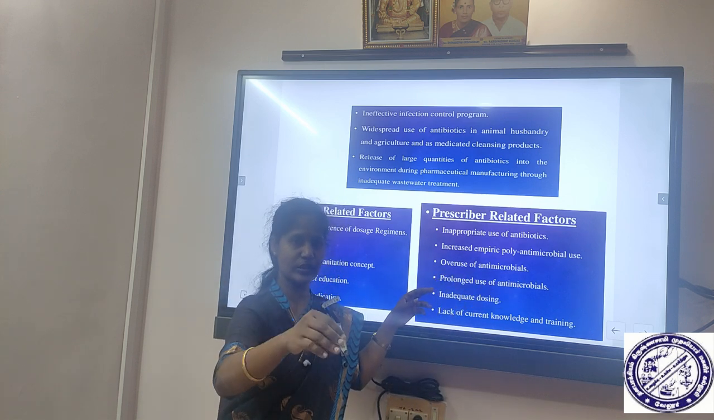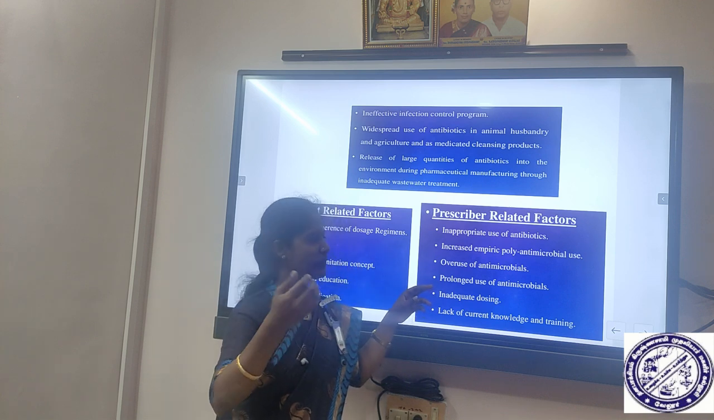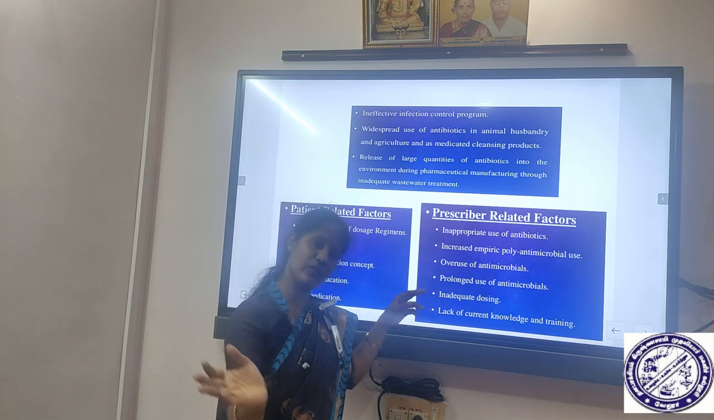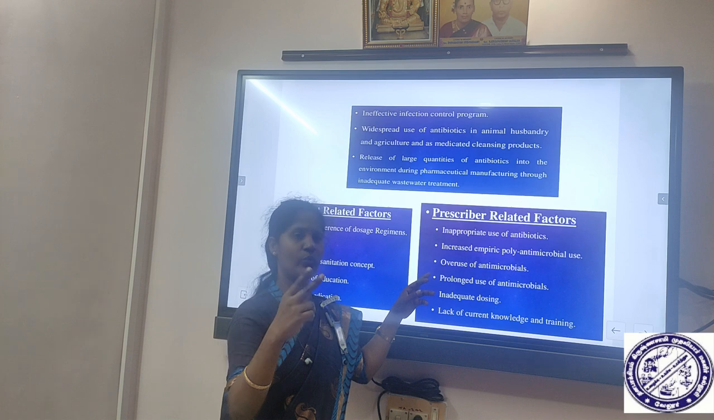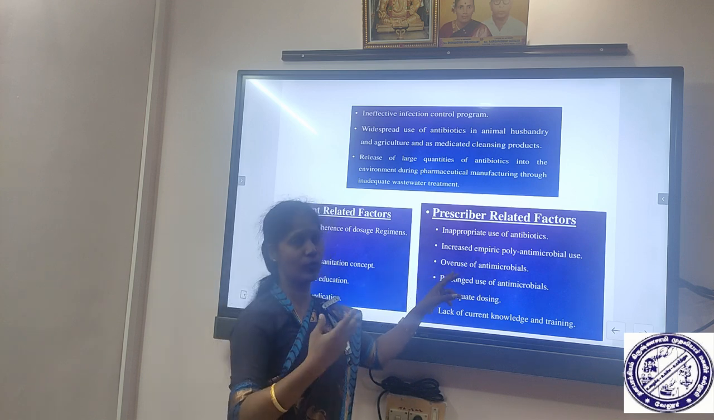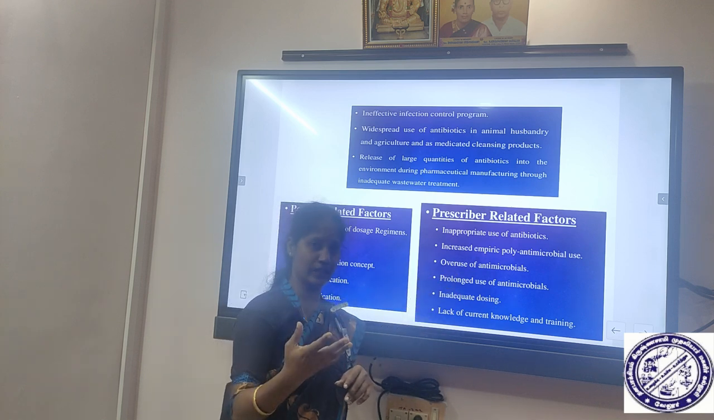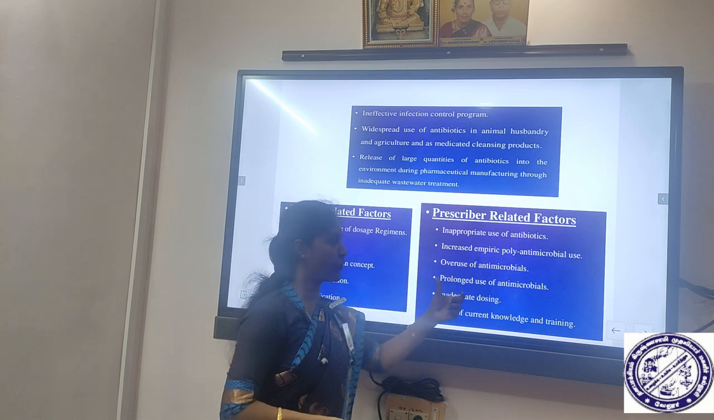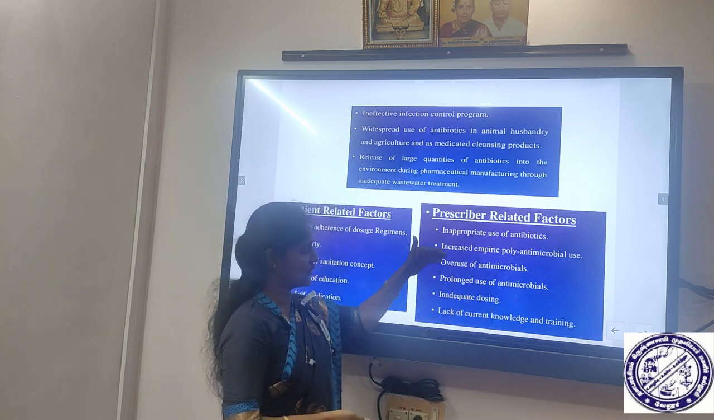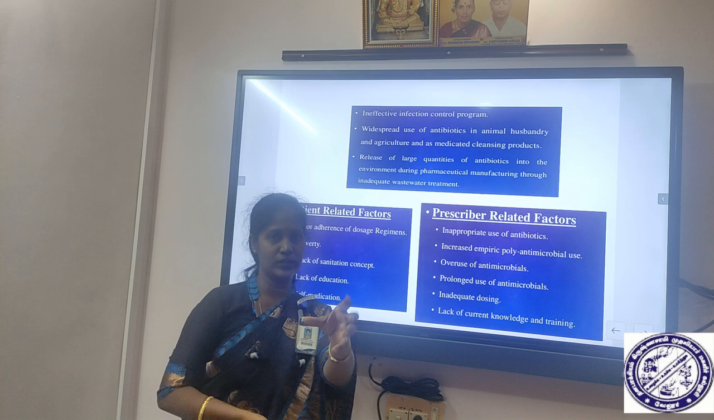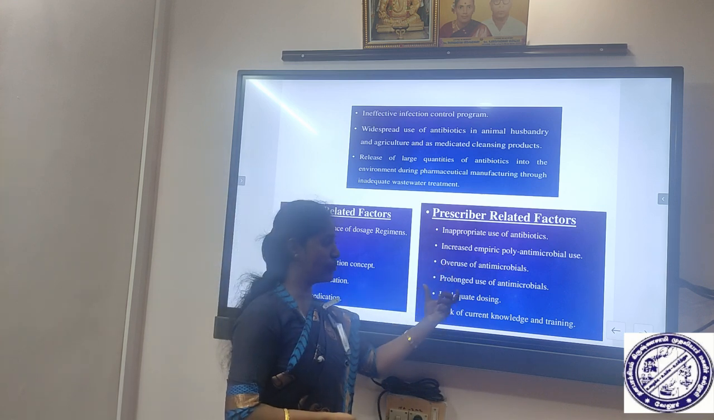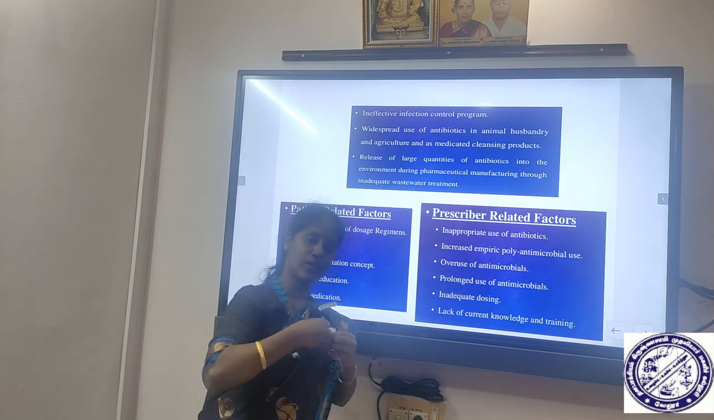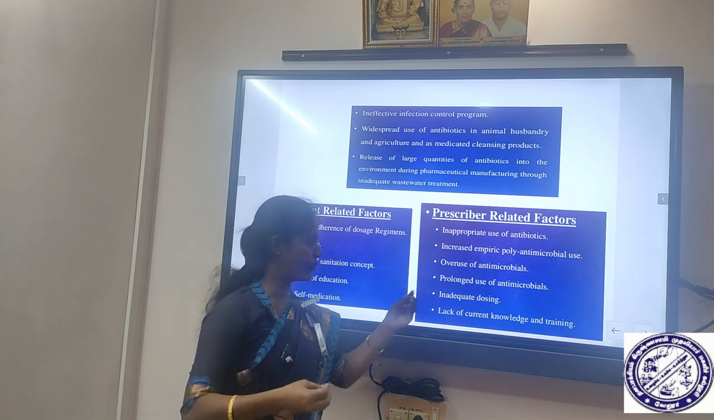And overuse of antimicrobials. The doctor will say you can take it only for 3 days. But what do we do? No, we can take it for 1 more day. So taking an extra day, or taking it frequently, is called overuse, and prolonged use. Of course, these give a similar meaning. Overuse, prolonged use. Prolonged use means you are using it for a long time.